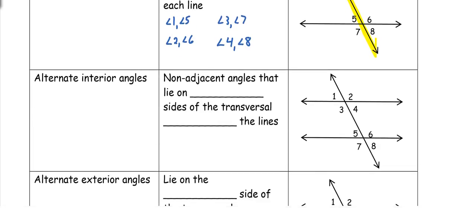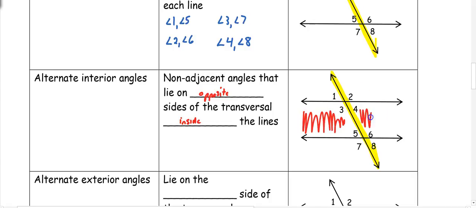Another type using a transversal are alternate interior angles. So alternate interior angles are non-adjacent angles that lie on opposite sides of the transversal, and they're inside the lines. So inside here, between these two lines would be our interior. If they're alternate, that means they're on opposite sides of our transversal, that highlighted line. So examples would be 3 and 6 and 4 and 5.